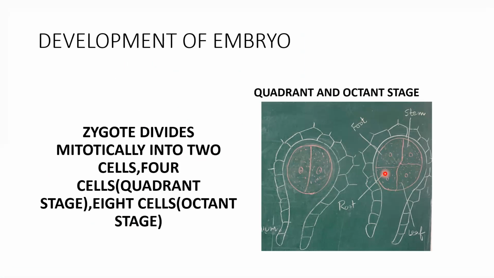When 4 cells are produced, this is called the quadrant stage, and when 8 cells are produced, this is called the octant stage. Out of the 8 cells, this unit forms the foot, this will form the stem, this one facing the neck of the archegonium will form the leaf, and this part will form the root.